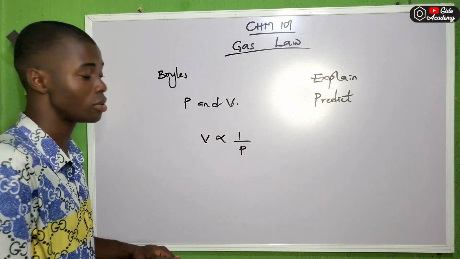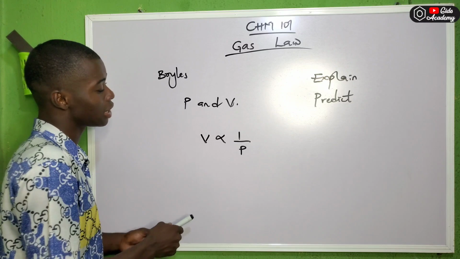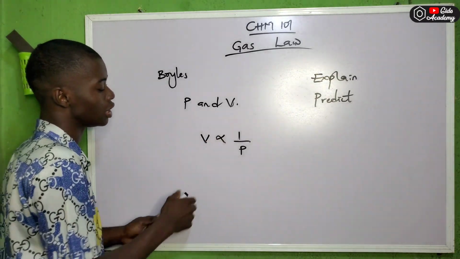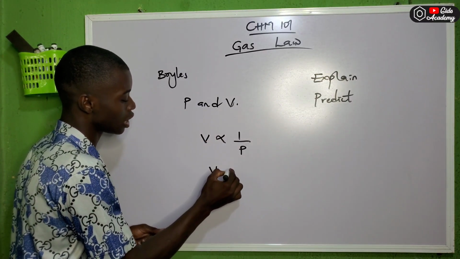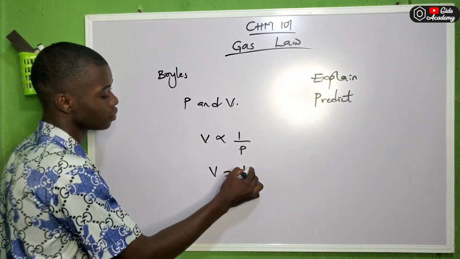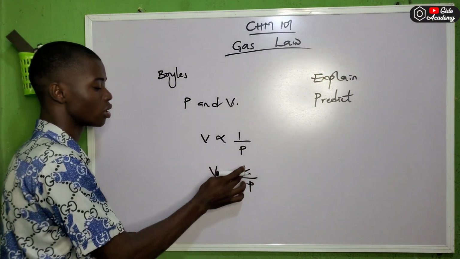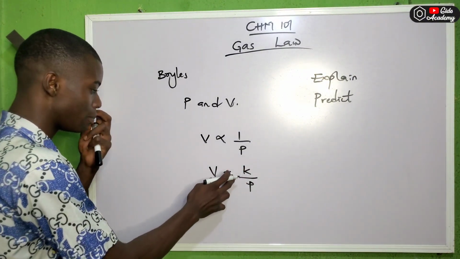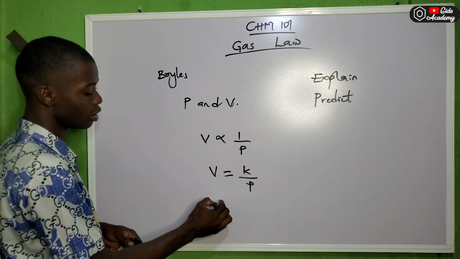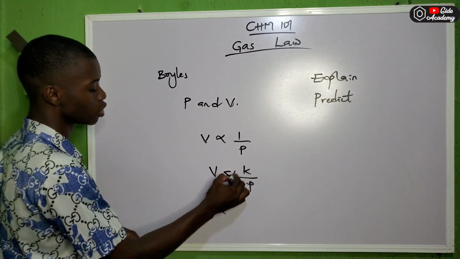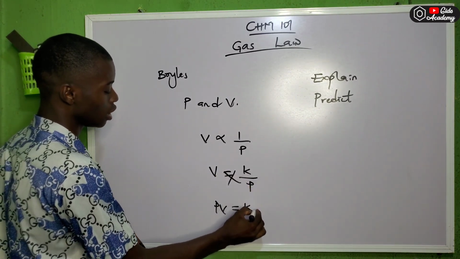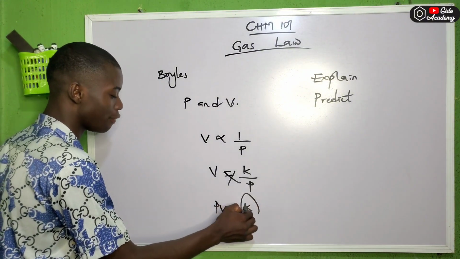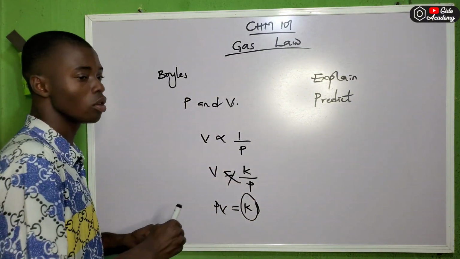We are still going to get the same thing. Then mathematically, if I want to remove this proportionality sign, I will introduce a constant, that is V equals K over P. So K is now the constant. Making K the subject of the formula, cross multiplying, I'll have PV is equal to K.